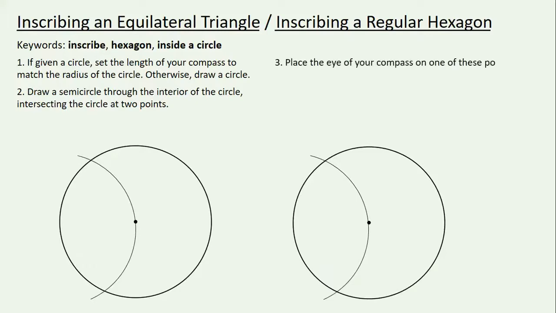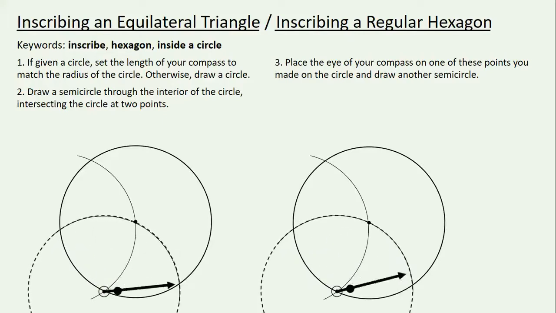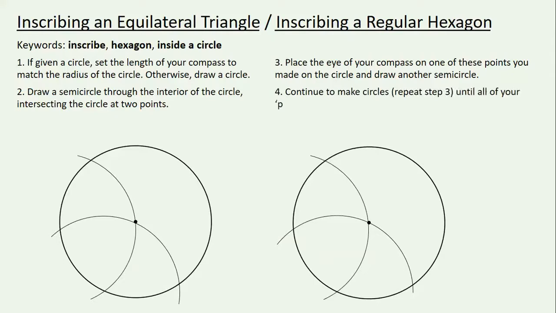Because now you can place the eye of your compass on one of these 2 points you made on the circle and draw another semicircle. It does not matter which point you choose. We're going to draw our semicircle. And we're going to continue to make these semicircles until all of our petals are formed. You're going to see what I mean by petals in just a moment.